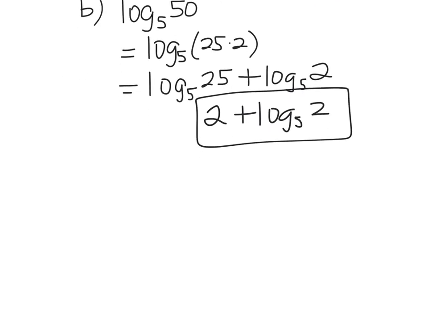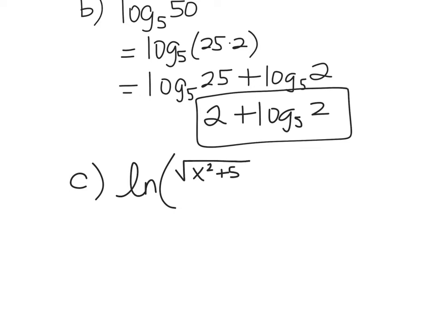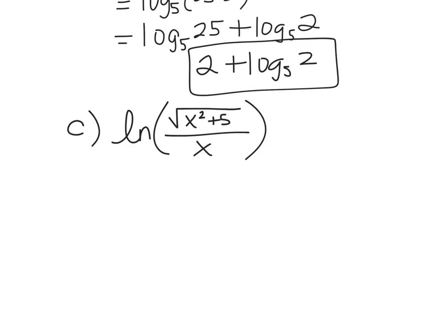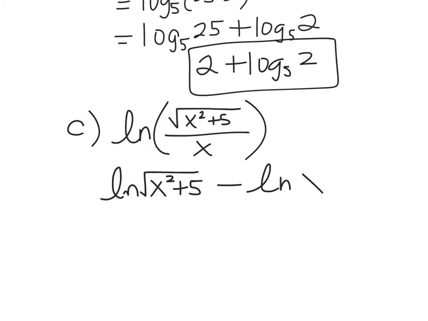Okay, part C. These log properties also work with natural log. So let's do the natural log of the square root of x squared plus 5, over x. All right, so we're going to expand this into two logs this time. So let's take the top, the natural log of the square root of x squared plus 5, and then subtract natural log of x. And now they want you to simplify the square root.